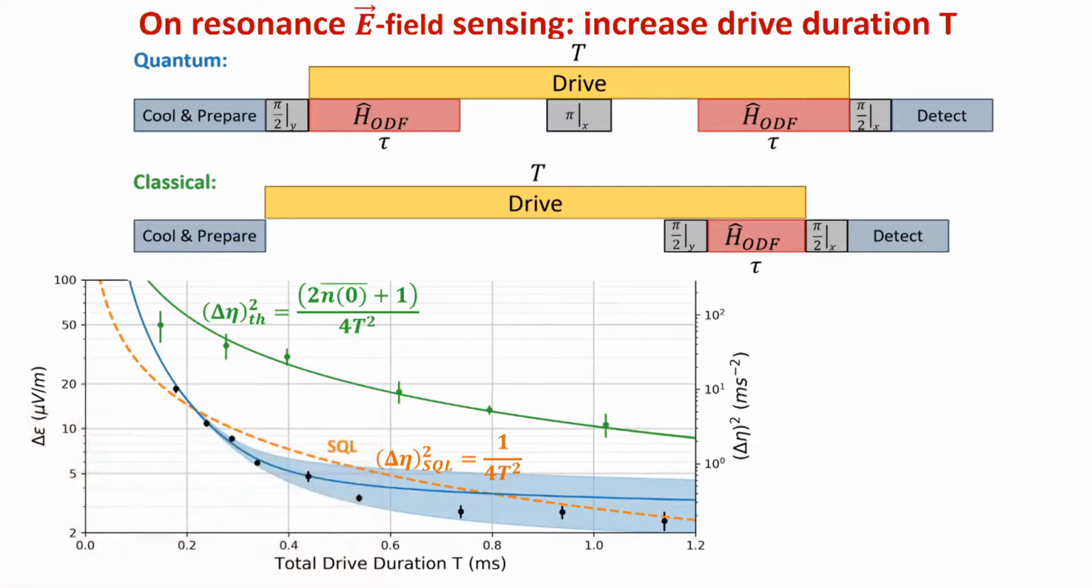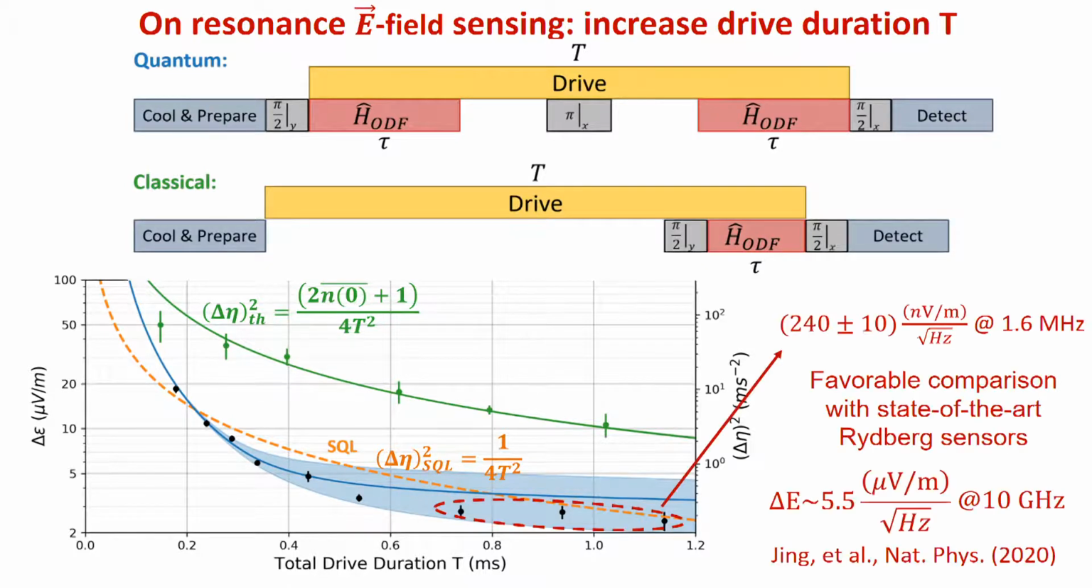This shows measurements of the experimentally determined uncertainty with which we can measure an electric field as a function of the total drive duration, this capital T, for both the classical protocol and the quantum protocol. I won't go over these in great detail except to point out that once again we can demonstrate sub-standard quantum limit sensitivity for these intermediate times. And if we focus on these longer times, in a single measurement, we're sensing electric fields of a few microvolts per meter.